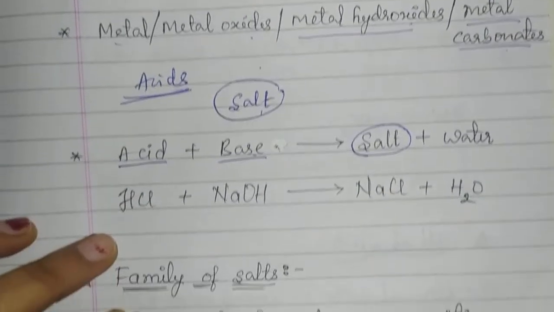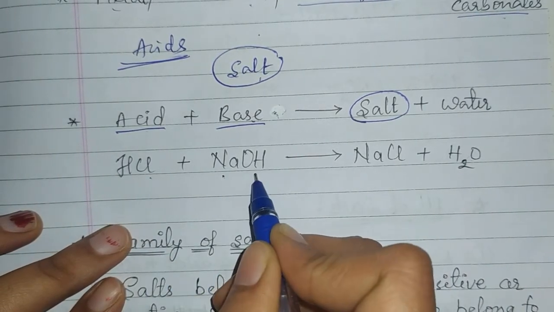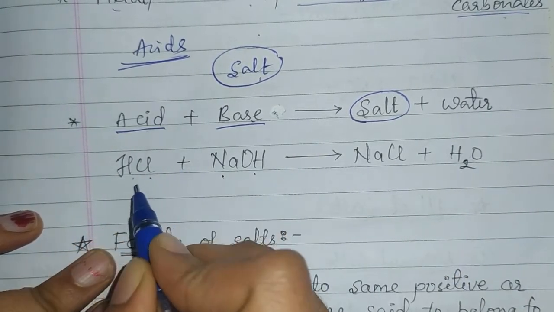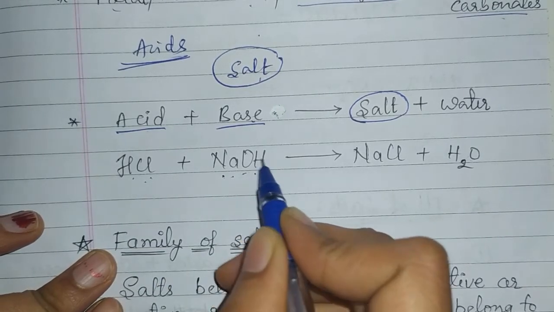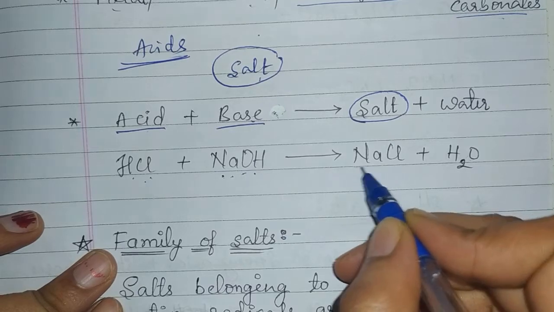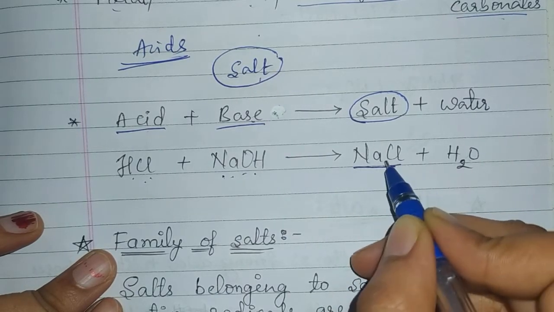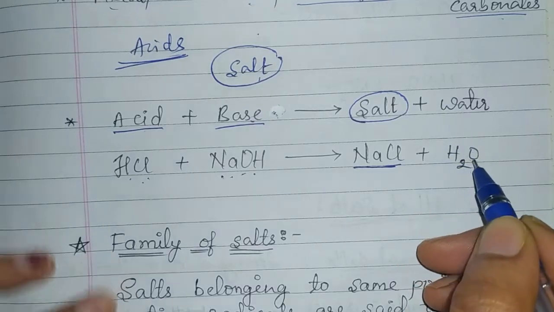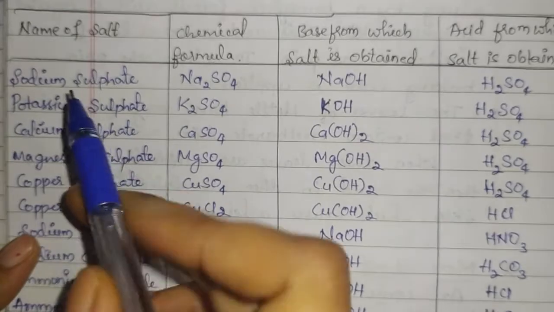For example, when hydrochloric acid, a strong acid, reacts with sodium hydroxide, a strong base, they form sodium chloride salt along with the formation of water. Let us see some more salts.